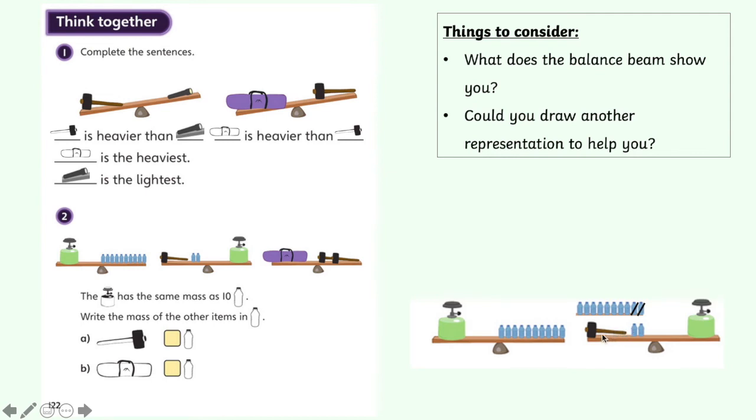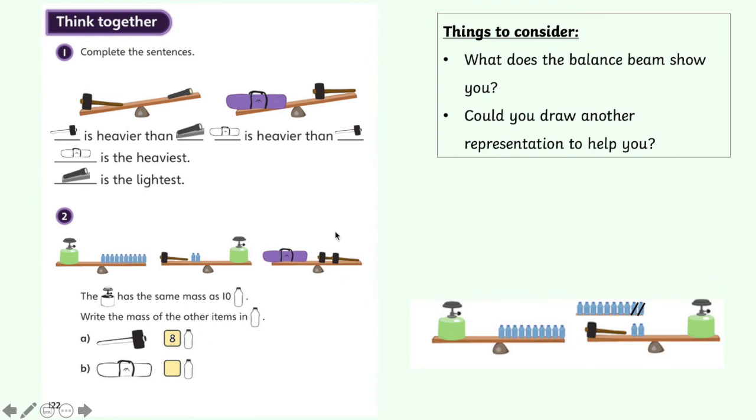So if we look, the hammer must be the same as these extra 8 bottles. Because if we were just using bottles, we would have 10 altogether, and we've only got 2. And 2 and 8 would make 10 altogether. So this hammer must be the same as those leftover 8 bottles that we haven't included. So we can say that the hammer is the same as 8 bottles.